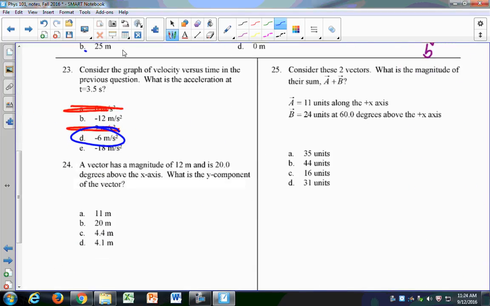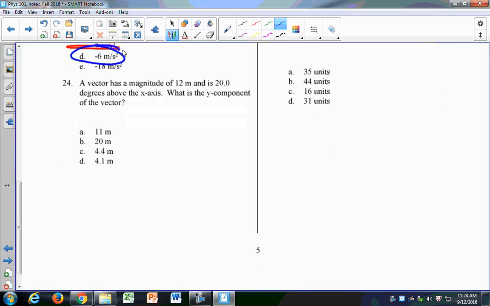Just remember your question. So 24, vector has a magnitude of 12 and is 20 degrees above the x-axis. What is the y-component? You'll have a question like this, right? You'll have two vector calculation problems. One is adding two vectors. The other is finding the x or y component. The magnitude is 12. The angle is 20.